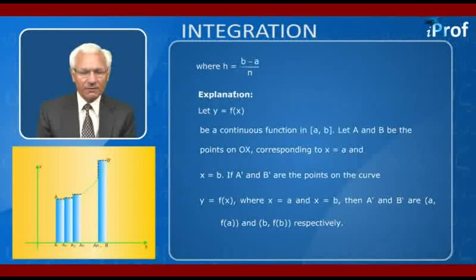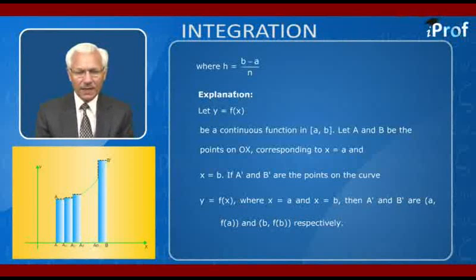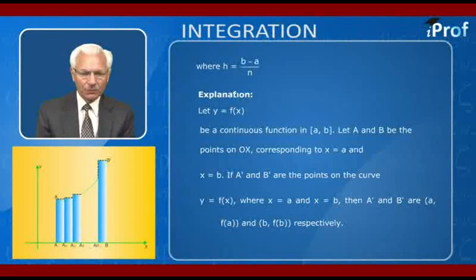Let y equal to f(x) be a continuous function in closed interval [a, b]. Let A and B be the points on the x-axis corresponding to x equal to a and x equal to b. Let A' and B' be the points on the curve y equal to f(x), where x is equal to a and x equal to b. Then A' and B' are the points (a, f(a)), that is the y ordinate at a because y is equal to f(x), and (b, f(b)) respectively.